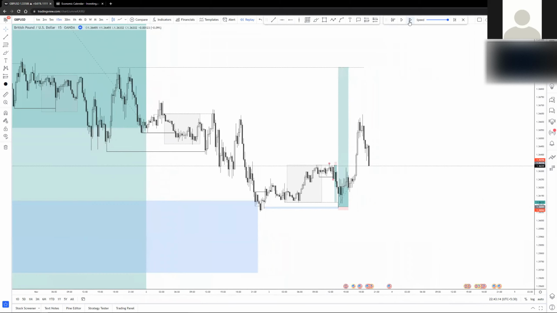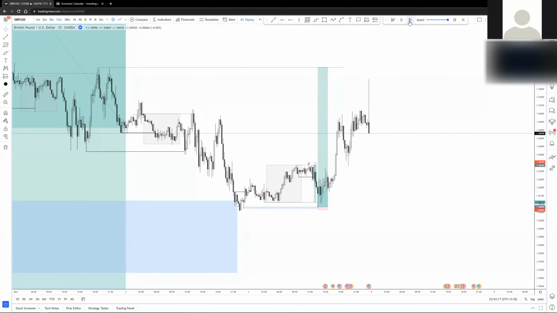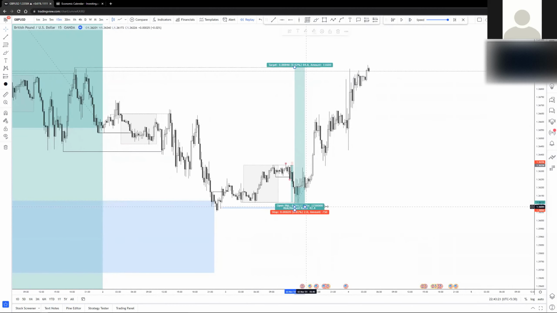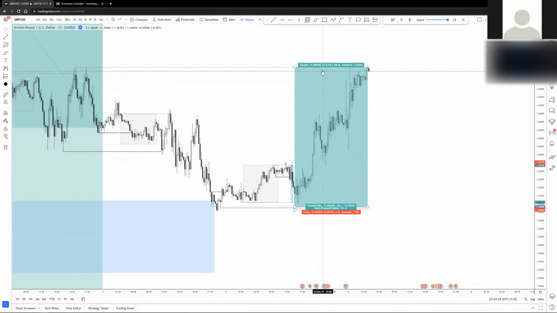And then comes the move. Now it's starting to go up. So let's see. Okay, targets hit. See that? Equal highs taken out.